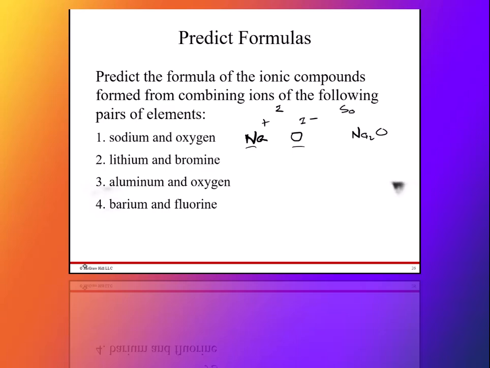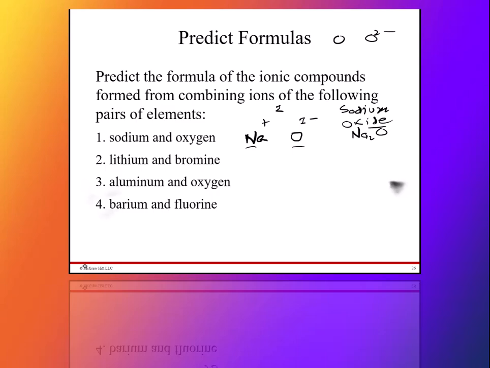You name the metal by its full name, and you change the non-metal to an ide ending. And that's important. Oxygen and oxide have totally different chemical and physical properties. So make sure you understand these have an ide ending. That tells you it's not the same thing as oxygen.